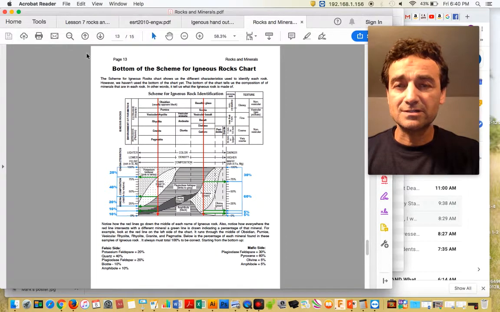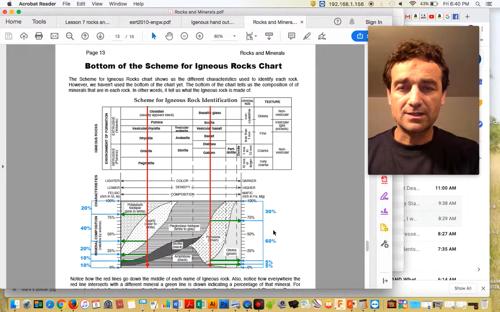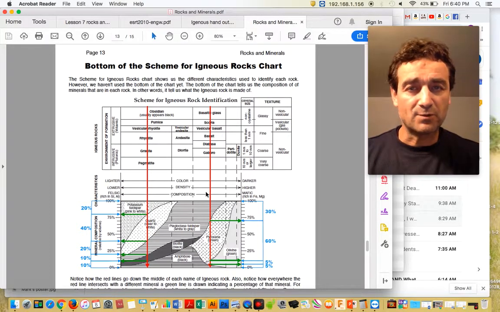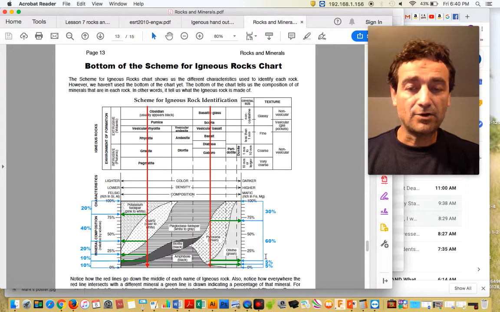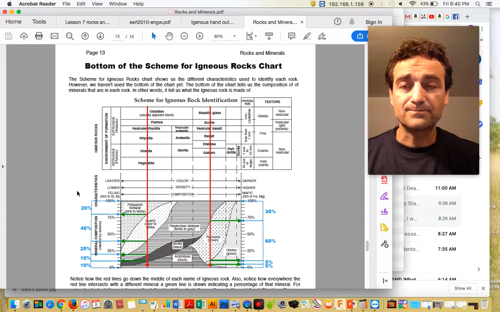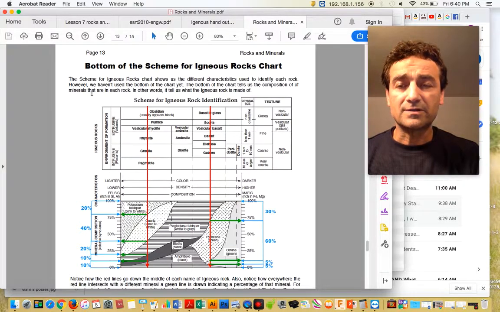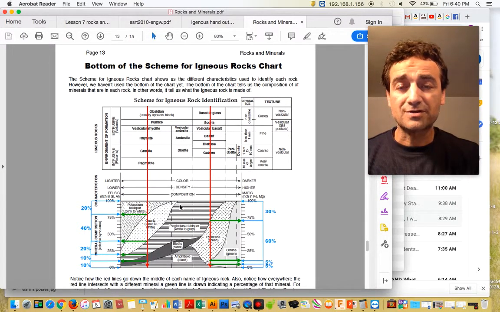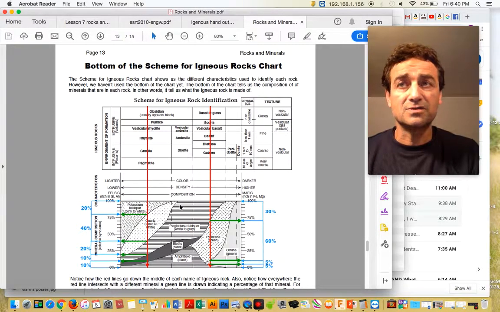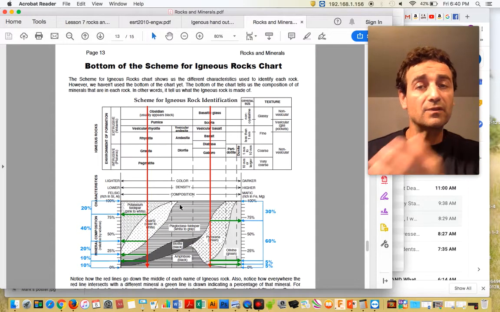It's going to zoom in right there. So this is the part of the reference table, page 6, that we've been working with, right? And specifically, the bottom part here is what we're going to go over today. So I'm going to read the top part here. And it says, the scheme for igneous rocks chart shows the different characteristics used to identify each rock. However, we haven't used the bottom of the chart yet. That's this part. This part of the chart tells us what the composition of that rock is, in other words, what minerals make up that rock.